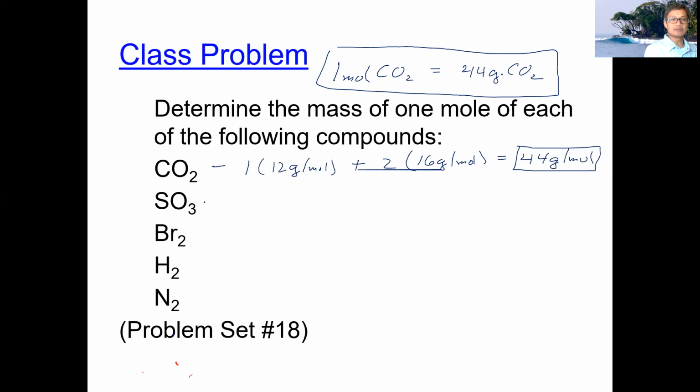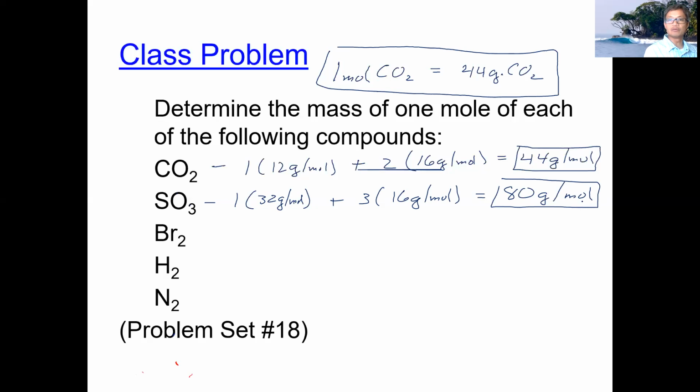Okay. All right, let's do the same thing for sulfur trioxide. We have 1 sulfur atom. The molar mass of the element sulfur is 32 grams per mole. We add that to 3 oxygen atoms. Each oxygen atom has a molar mass of 16 grams per mole. We add that together, and we get a molar mass for sulfur trioxide of 80 grams per mole. So make sure you don't forget the units. Units for molar mass will always be grams over moles. Okay?